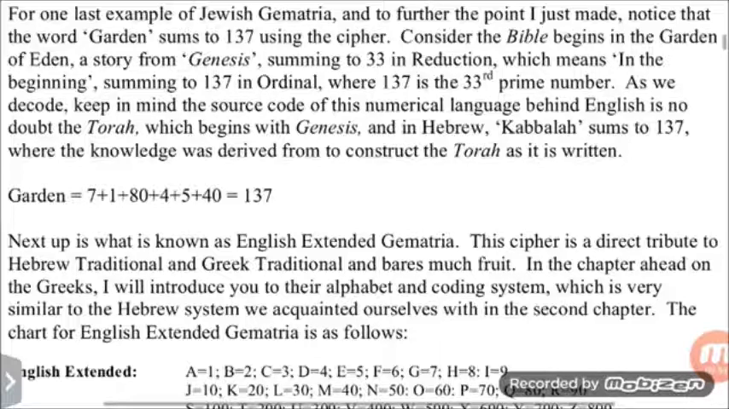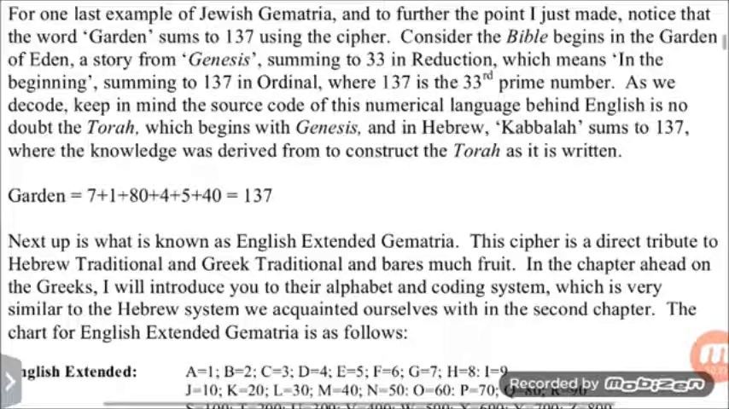As we decode, keep in mind the source code of this numerical language behind English is no doubt the Torah, which begins with Genesis. And in Hebrew, Kabbalah sums to 137, where the knowledge was derived from to construct the Torah as it is written. Garden equals 7 plus 1 plus 8 plus 4 plus 5 plus 40 equals 137.